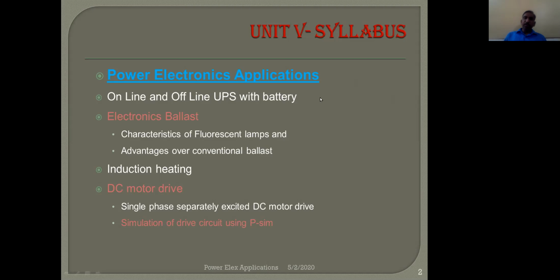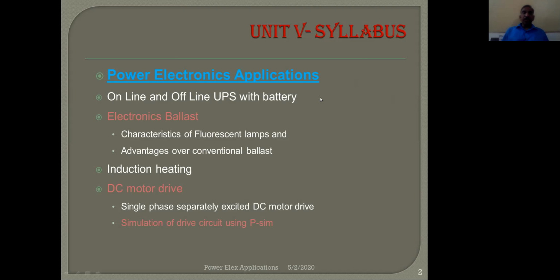Next lecture we'll discuss electronic ballast. Though it looks small or like an application which is not that complex, it has huge distribution. Means ballast is almost everywhere along with the fluorescent lamp, and fluorescent lamp is everywhere again, right from your home to industry, street lights, etc. So we'll discuss discharge tubes, fluorescent lamps, their advantages, and a part of induction heating will also be discussed in the same lecture.